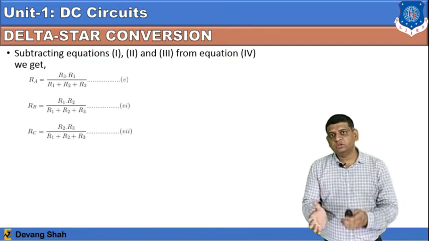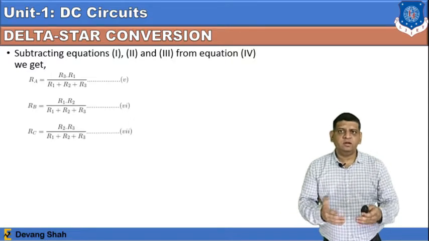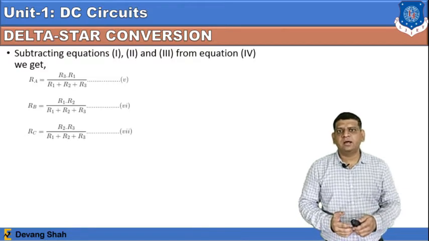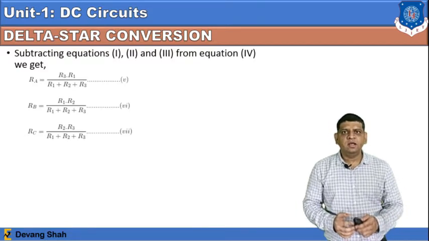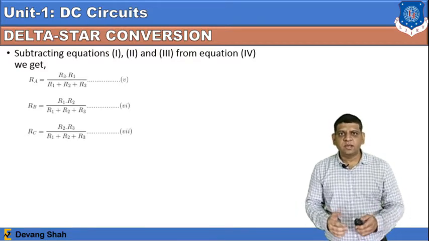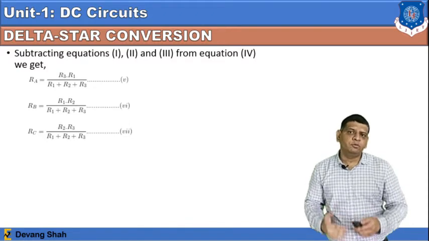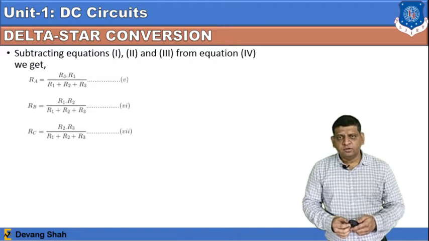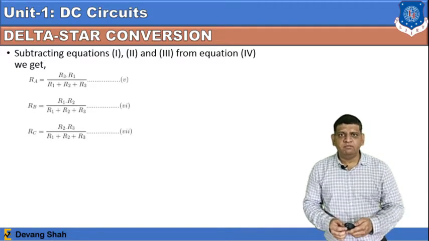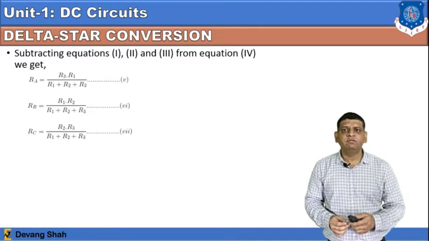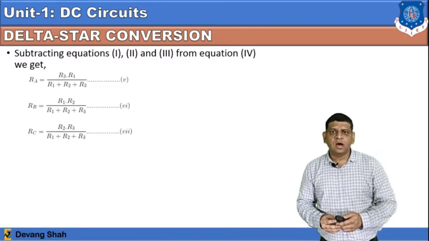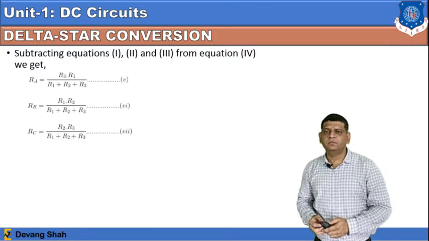Ultimately that shows the delta to star conversion, where once you use this formula, you will find RA is equal to R3 into R1 divided by R1 plus R2 plus R3. This is my equation number 5. Same way, if you subtract the equations from equation number 4, you will find RB equal to R1 into R2 divided by R1 plus R2 plus R3, and RC equal to R2 into R3 divided by R1 plus R2 plus R3.